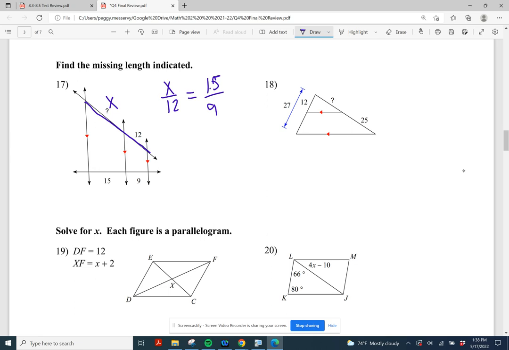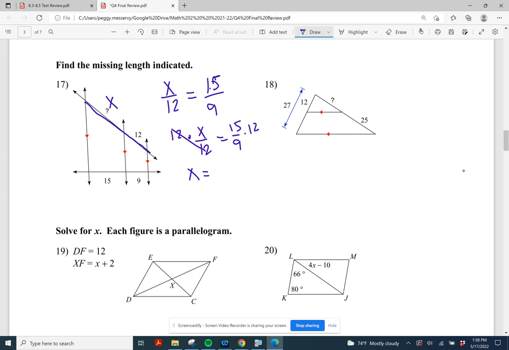We could cross multiply, or we could just multiply both sides by 12, because to get the x by itself, I just need to move the 12. How do we undo divide? We multiply. So we'll multiply by 12. That turns into a 1. 1 times x is just x.